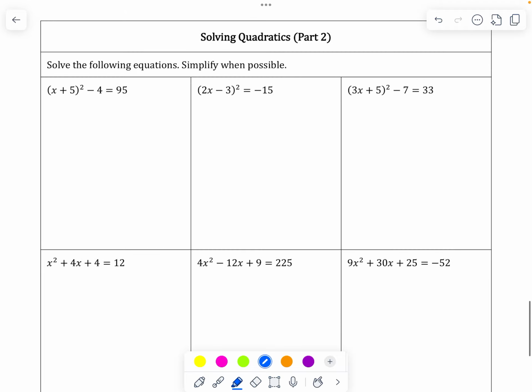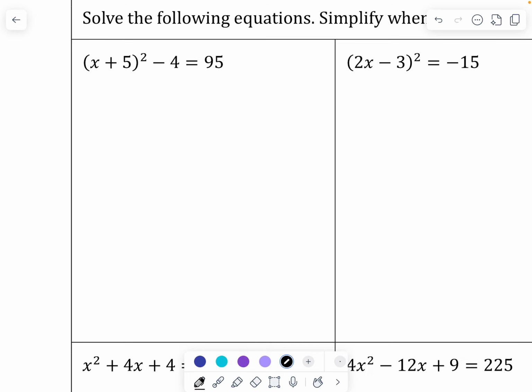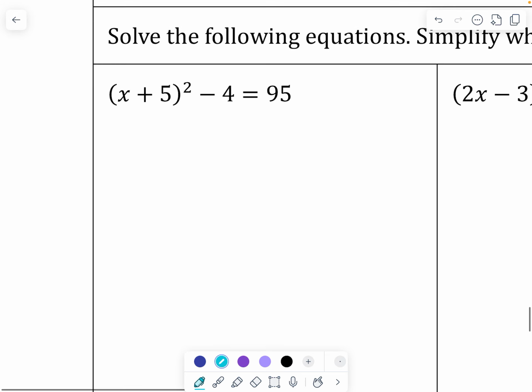Here we go. We got 9 more problems. Again, they're just progressing. The more you do, the better you'll get. First step here is to add 4 to both sides. Plus 4 plus 4. So we have x plus 5 squared equals 99. We need to square root both sides.